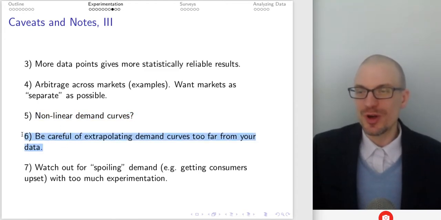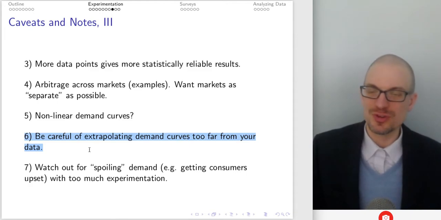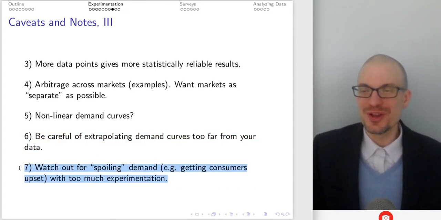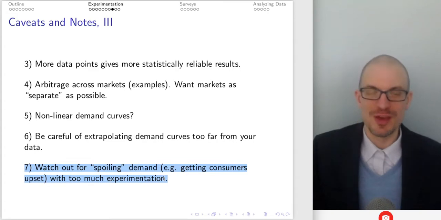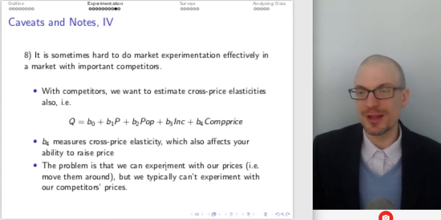The other issue, well, you want to be careful about extrapolating your demand curve too far from your sample data. So we just talked about that. Our data points were 20 and 25 were our prices. And then here it told us the optimal price was 30, which is ridiculous. So we want to do more investigation. Another issue is you don't want to spoil your demand, which is like upset consumers because you've changed the price too many times, or they perceive that you're doing an experiment.